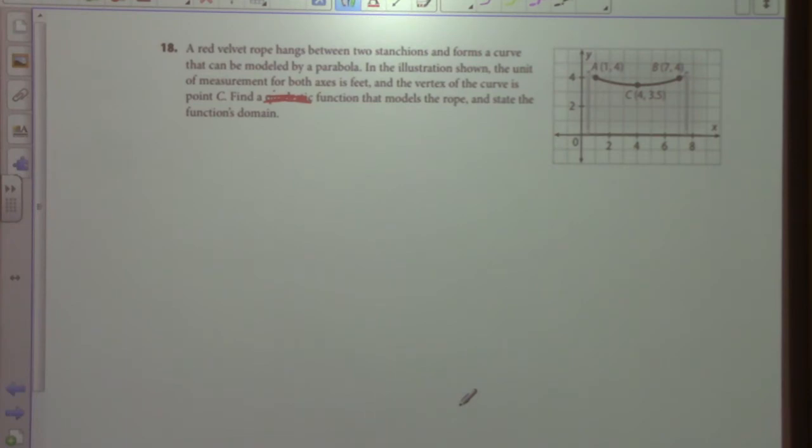So basically you have to do what? You have to choose one and go with it. It doesn't matter. You're gonna get the same answer either way.